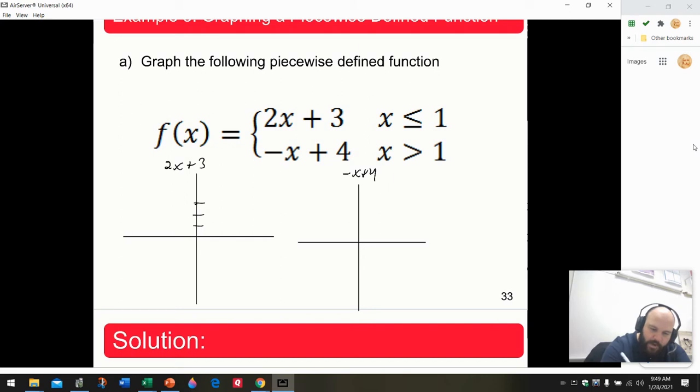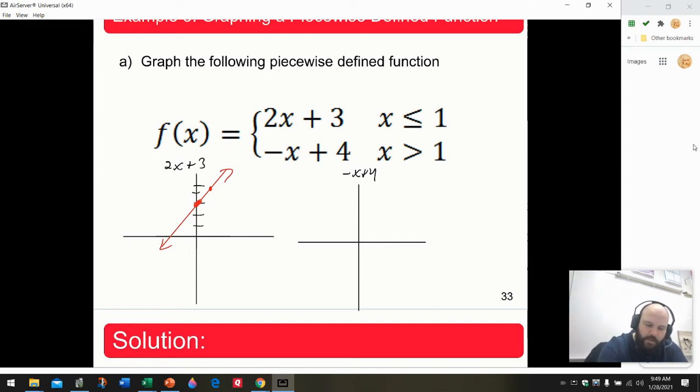So 2x plus 3 would start at 3. And I'm going to get my red. And then it would go up 2 over 1 to the next point, which would put me right about there. And so then when I drew my graph, it would look something like this. I'm going to try to draw that line a little bit straighter. There, like that. So there's the graph of 2x plus 3.